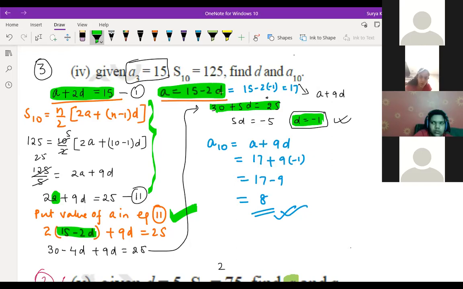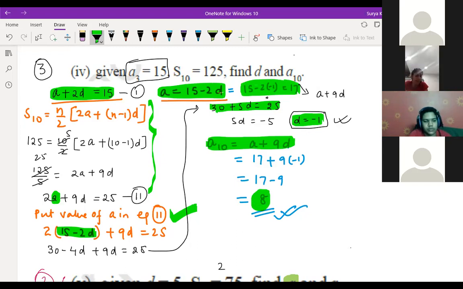Now see, if you got the value of D, you can find the value of A from here, putting it in the equation. So you will get this value of A. A is 17. Now A10 is nothing but A plus 9D. Put the value of A and D and get the answer. Where you are feeling difficulty, children, just let me know. These all are very easy questions. Got it, sir. Okay.